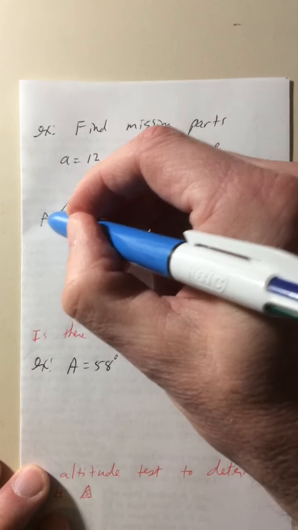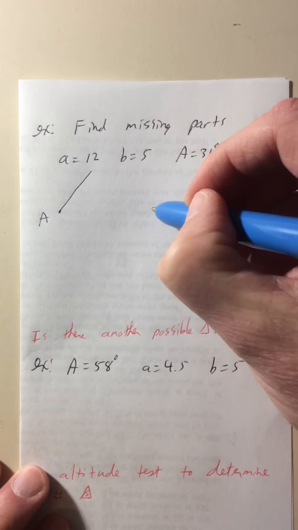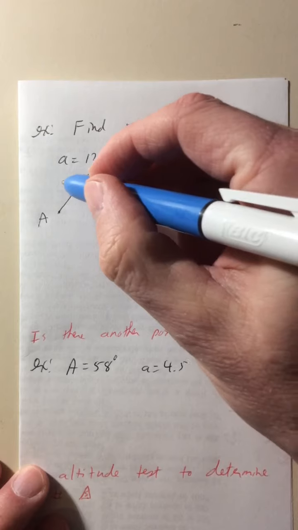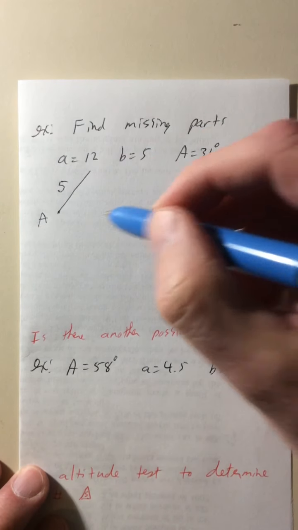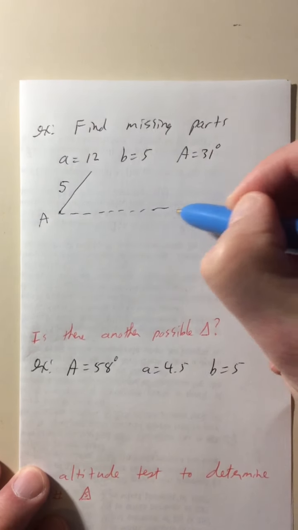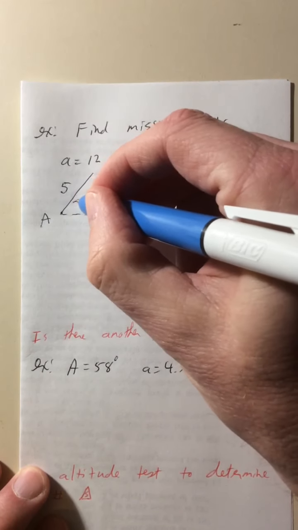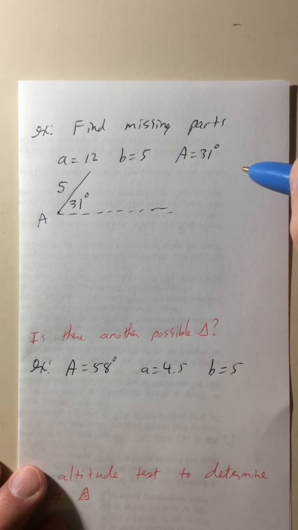So here's A, and across from A is 12. B is going to be over here somewhere. We don't know exactly where, but we know that this will be 5 then, because B is over here. And we know that A is 31, so we got our little dotted line situation right here. And we know we got 31 degrees. Okay, so we need to find all the missing parts.